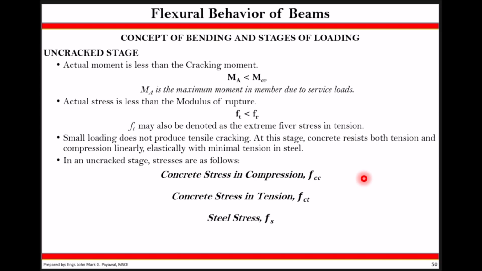Again, if it's an uncracked stage, there should be 3 stresses that we will compute or look for, which are your F sub CC, F sub CT, and F sub S. F sub CC is your concrete stress in compression. We change C to T, it becomes concrete stress in tension, and of course, your F sub S is your steel stress. The steel stress is the stress on your reinforcement, and then these other ones are your stresses at the top or bottom part of your concrete, above and below your neutral axis.